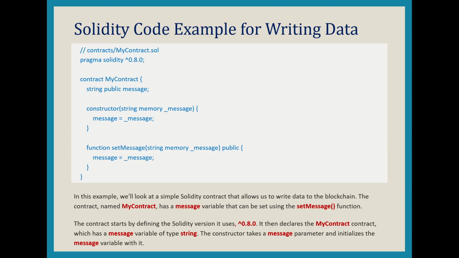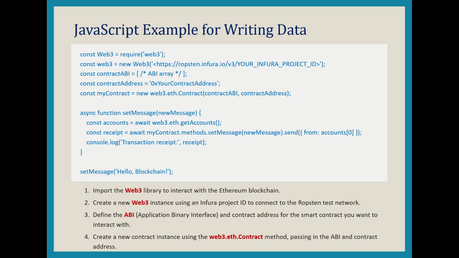So in this, your MyContract has a message variable that can be updated using the setMessage function. It starts by defining the Solidity version, declares MyContract, which has a message variable of type string. Then the constructor takes a message parameter and initializes the message variable with it. So now let's go through a JavaScript example for writing data too, right? This would make it much clearer, I hope. So let's go through this example.